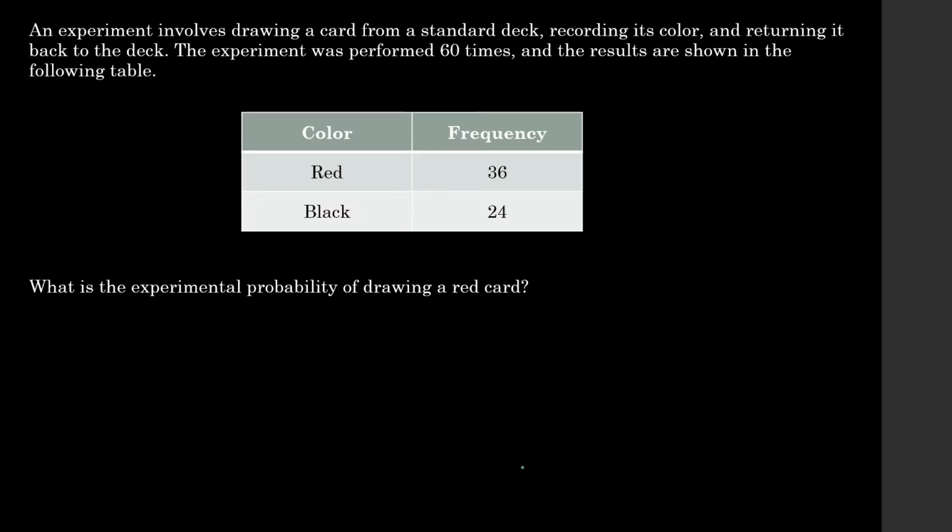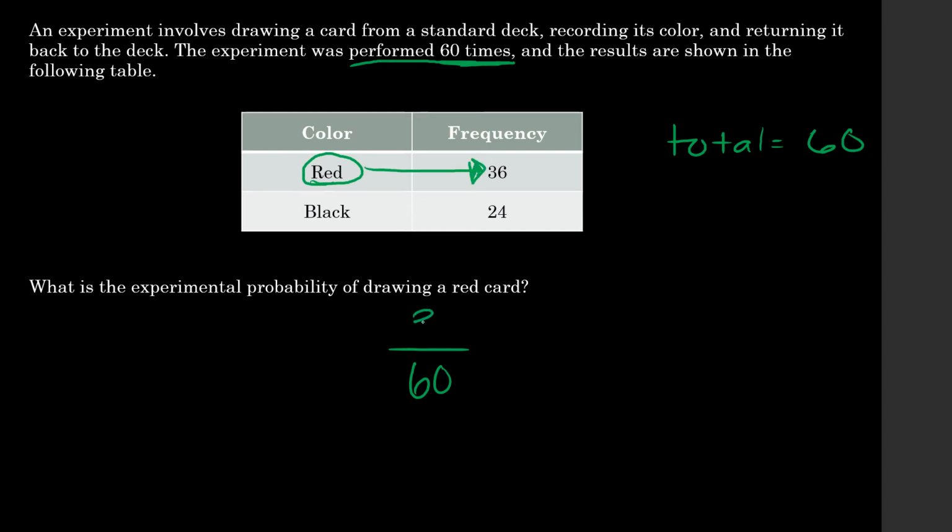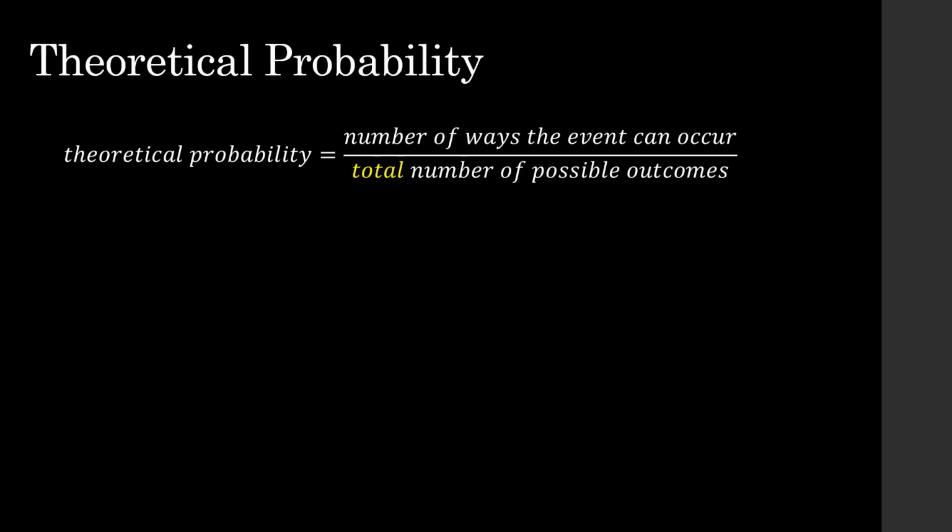Alright, so here we have an experiment that involves drawing a card from a standard deck, recording its color and then returning it back to the deck. The experiment was performed 60 times. So it tells me right here, this is the total. It was performed 60 times, which means that my total here is 60. So 60 is going to go on bottom. And I want to know, what is the experimental probability of drawing a red card? Well, if I look here at the color red, it was drawn a total of 36 times, which means my experimental probability is 36 over 60.